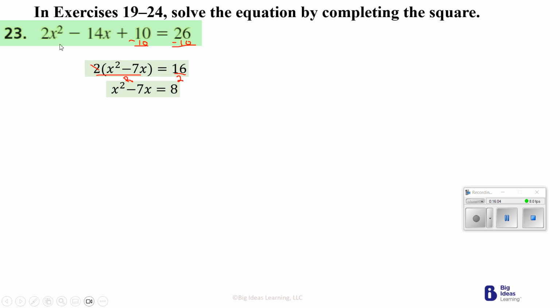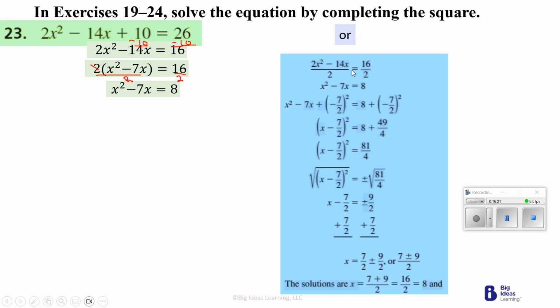Pretty sure what we could have done is divide by 2 across, and that would have given us 13 minus 5, which would still give us 8. Okay, so let's move on from here. Oh, here we go. There we go.